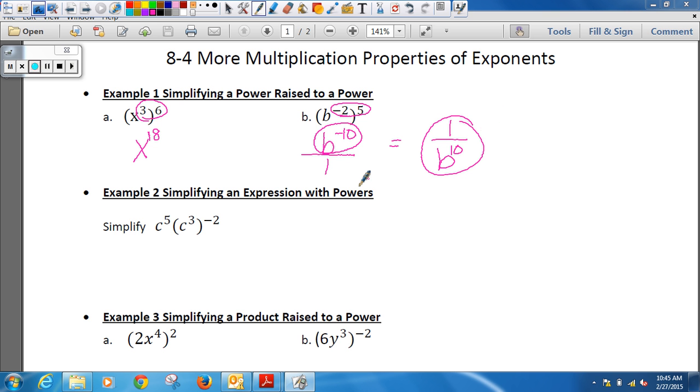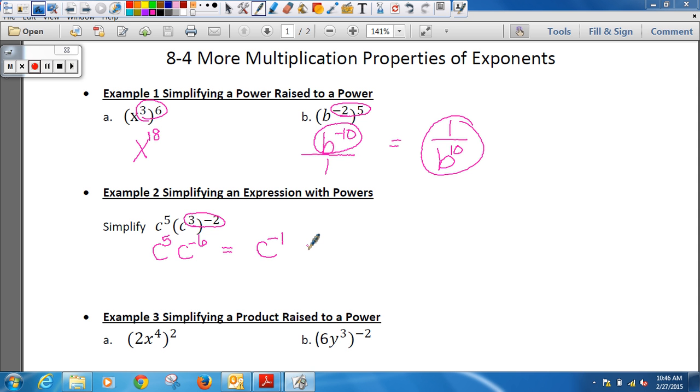Example 2 then, this is just an expression now. I'm going to remove the parentheses first by doing the power to a power rule. So I have c to the fifth, stay c to the fifth. c to the 3 times negative 2 is negative 6. This is now multiplication, so I can use my multiplication rule. They both have a base of c. I add the exponents and I get a negative 1.